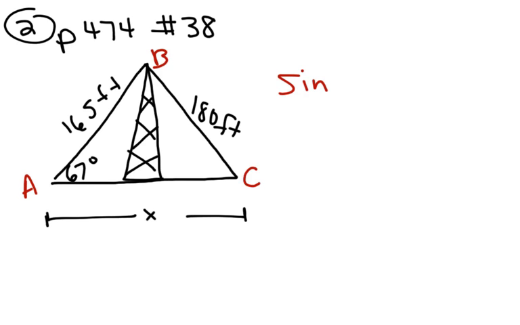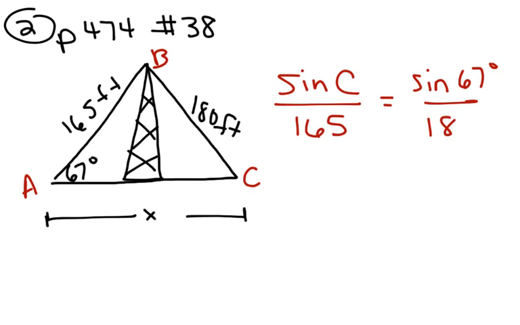The sine of angle C over 165 is going to equal the sine of angle A, which is 67, over 180. What I'm doing is I'm finding angle C first so that I can find angle B. And then once I know angle B, I'll be able to find the side B.